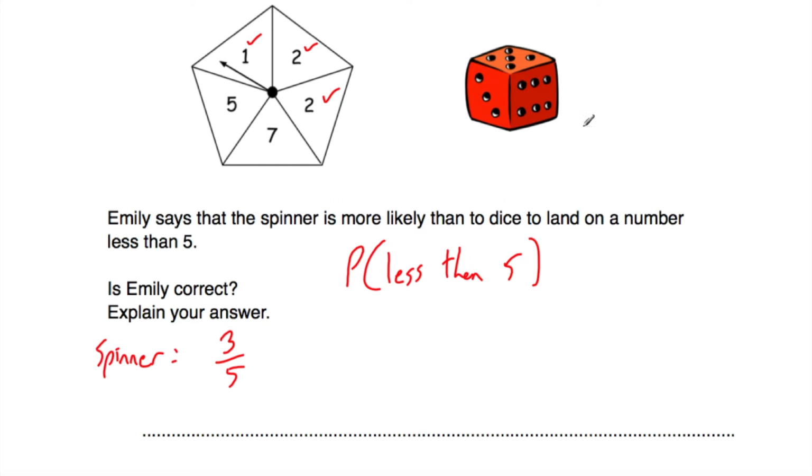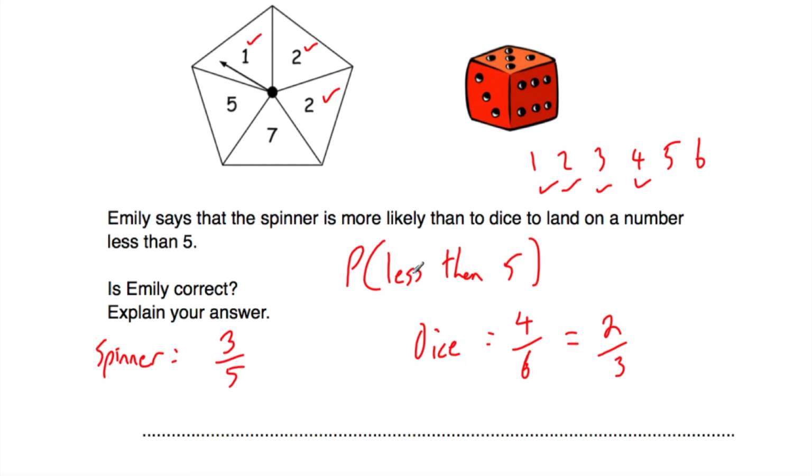For the dice, well, there's 6 numbers on the dice, 1, 2, 3, 4, 5, 6. And the probability of less than 5, well, there's 4 numbers less than 5 on the dice, so for the dice that'll be equal to 4/6, because 4 of them out of the 6 are less than 5. So the probability of getting less than a 5 on the dice would be 4/6, and that can be cancelled down to 2/3.